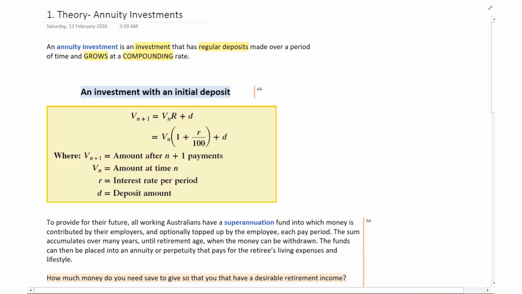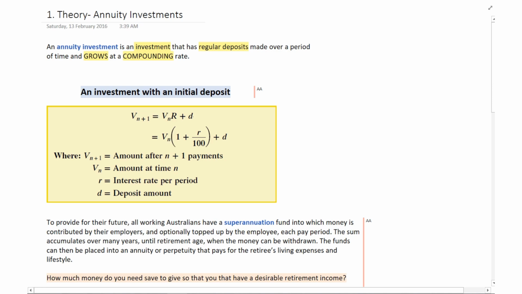Okay, so what we're looking at today in this video is annuity investments. An annuity investment is an investment that has regular deposits made over a period of time that allows it to grow at a compounding rate. So what we're basically starting with is compound interest, and then each time we compound that amount, we add an extra amount. So it's like adding an extra $100 each time you do a compound. Okay. And then you do the same process going through there.